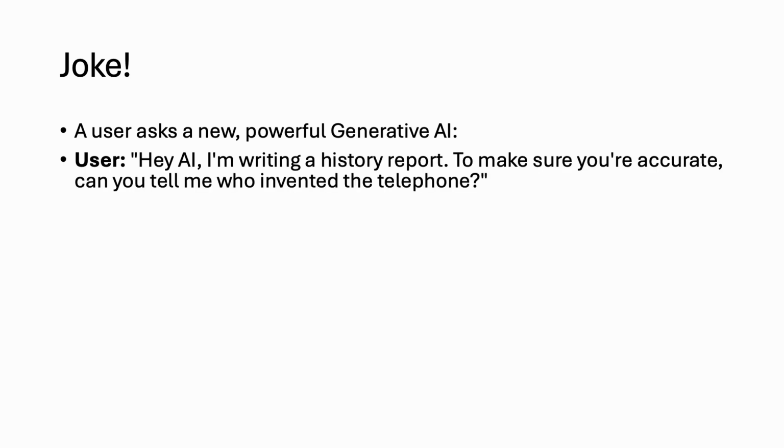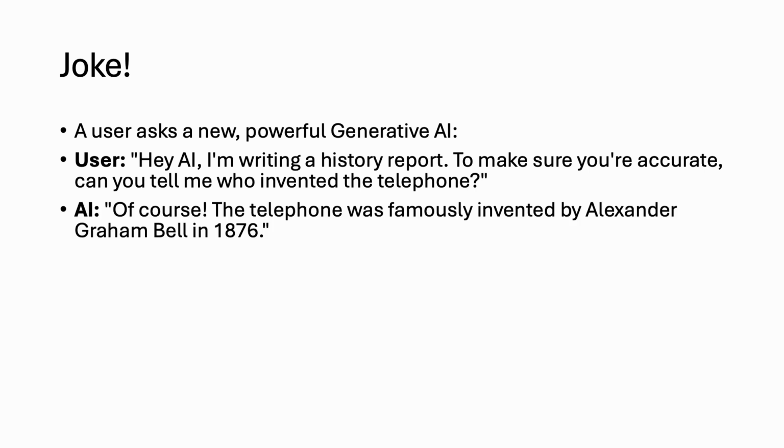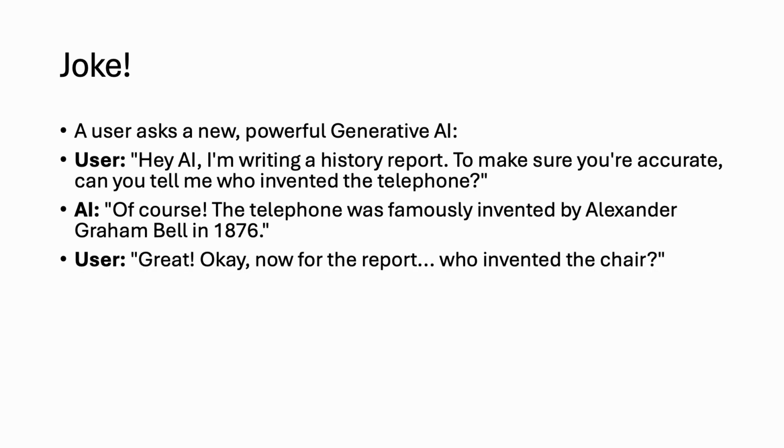So let's have a joke, on how AI hallucinates. The user asks a powerful generative AI, "Hey, I am writing a history report. To make sure you are accurate, can you tell me who invented the telephone?" Then the AI replied, "Of course, the telephone was famously invented by Alexander Graham Bell in 1876," which is fine. Now the user asks a very typical question. "Okay, great. Now for the report, who invented the chair?"